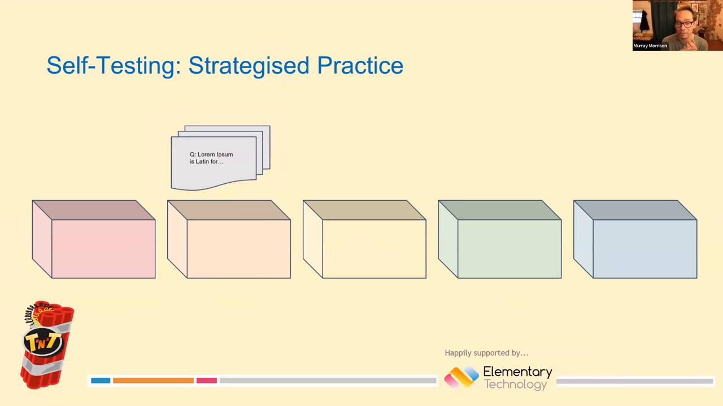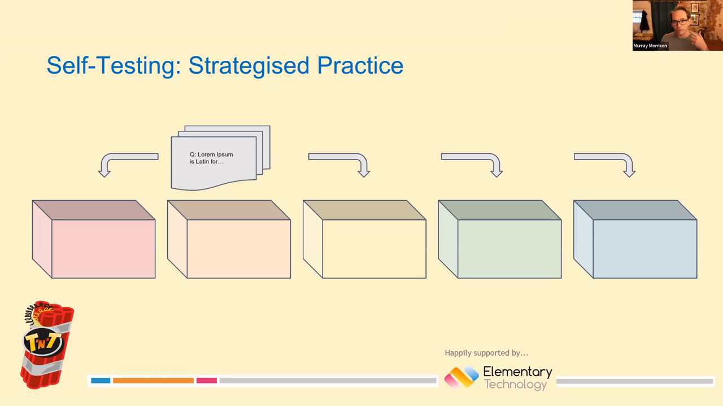Do I know that? How confident am I? And if you aren't confident or you don't know it, you demote it into the box to the left. And if you are and you do, you promote it to the right. And over time, the knowledge, the facts that you need to learn and revise, or the techniques or whatever it is, get promoted towards the done end or demoted towards the problem end.